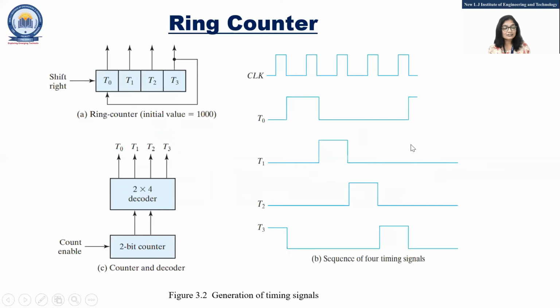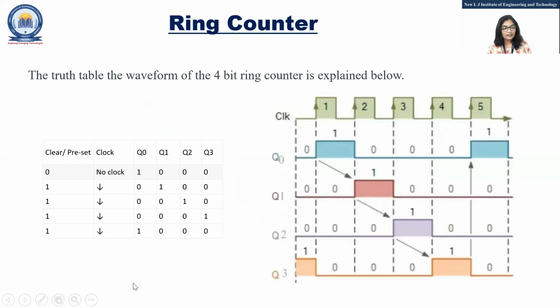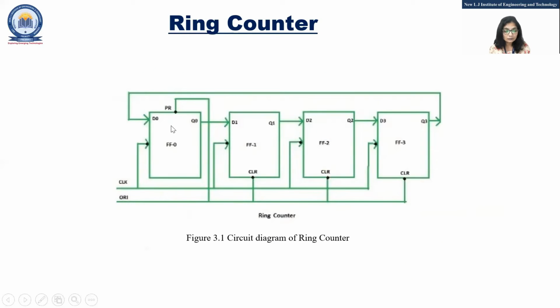So you can see here in this truth table, in the first clock pulse, as I told you, 1, 0, 0, 0. Then in the second clock pulse, we are getting 0, 1, 0, 0. In the third clock pulse, we are getting 0, 0, 1, 0. And in the fourth clock pulse, we are getting 0, 0, 0, 1. In the fifth clock pulse, again, we are getting 1, 0, 0, 0. In short, this 1 is shifting this way, from Q0 to Q1 to Q2 and Q3.